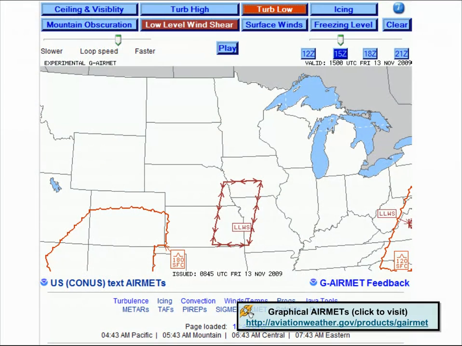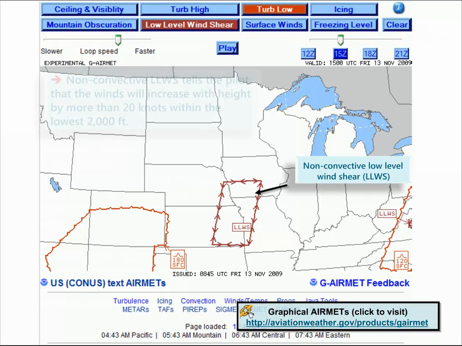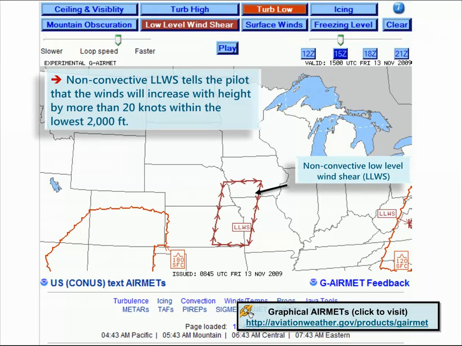The relatively new graphical AIRMETs, also issued by the same meteorologist at the Aviation Weather Center, take this a little further and separate the advisory for moderate turbulence from the advisory for low-level wind shear. In this example, the low-level turbulence and low-level wind shear products are both selected. The non-convective low-level wind shear forecast simply tells the pilot that the wind will increase by more than 20 knots within the lowest 2,000 feet of the atmosphere.